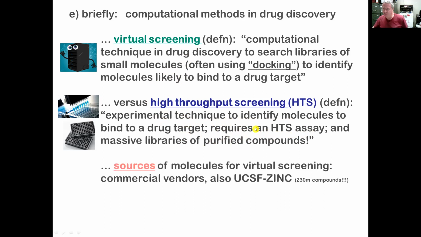Okay. Where do we get compounds? Well, for virtual screening, there are again libraries that we can just download. And a good one is actually at UCSF. It's called UCSF Zinc. It has about 230 million compounds that are accessible. Maybe I'll open up a browser.